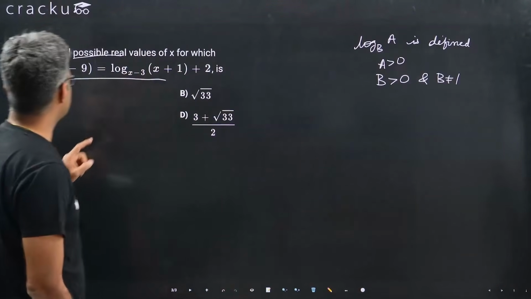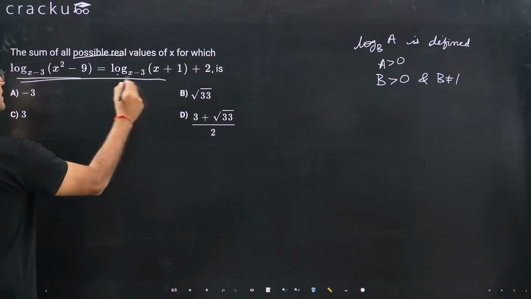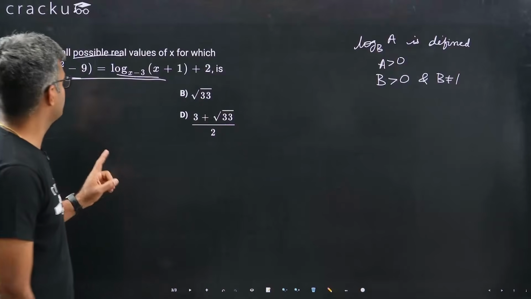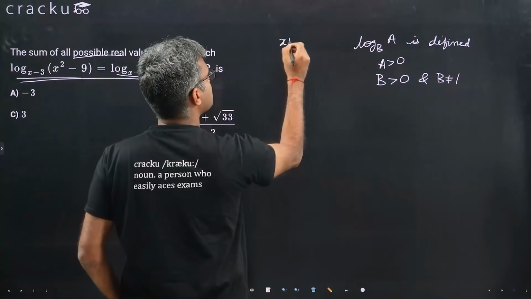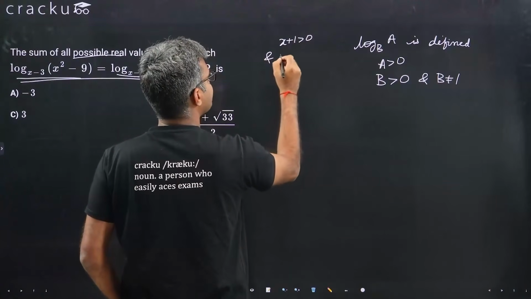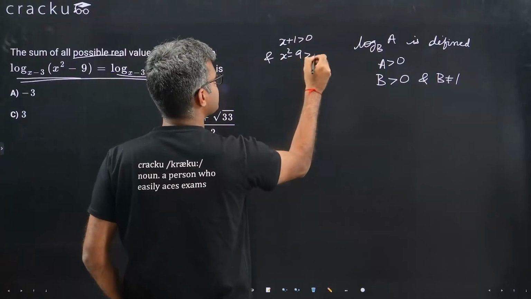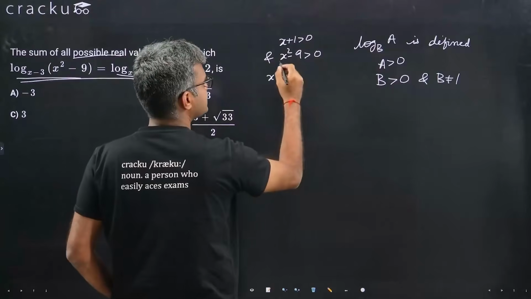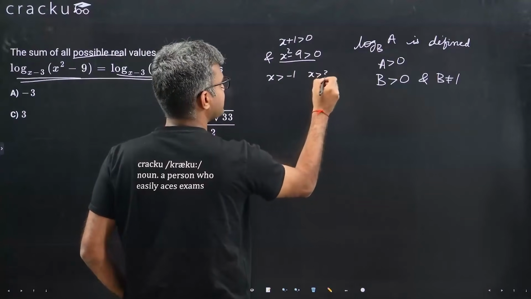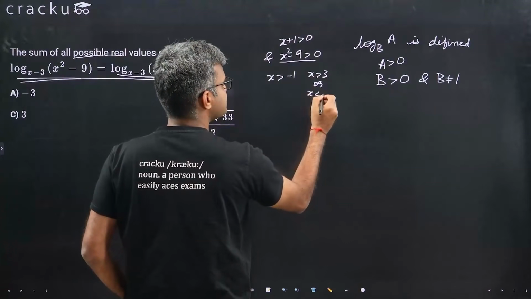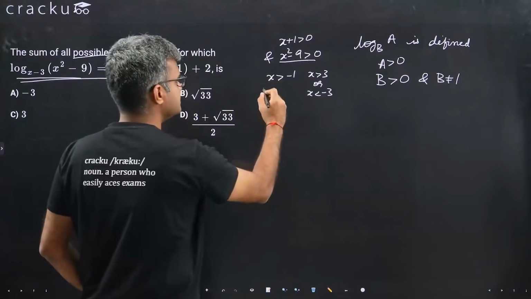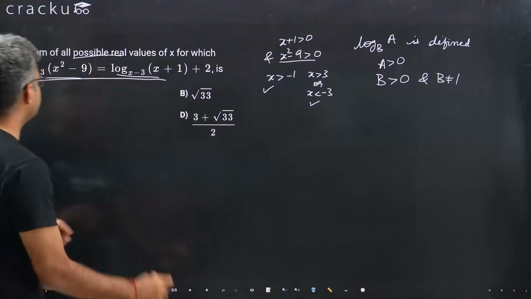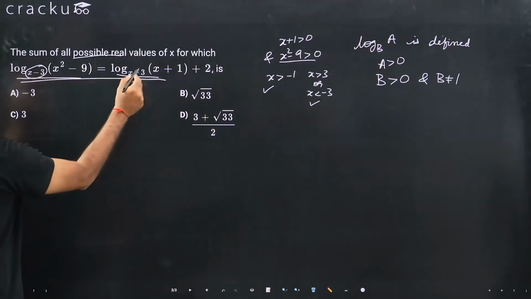In this particular case, there are two logarithms on the left hand side and on the right hand side. We want the argument to be strictly greater than 0 for both. So we want x plus 1 to be greater than 0 and we want x square minus 9 to be greater than 0. For this to happen, we want x to be greater than minus 1. For the second one to happen, we want x to be greater than 3 or x to be less than minus 3. This also has to hold true for the arguments to be greater than 0. Similarly, we want the base of both of them to be strictly greater than 0.